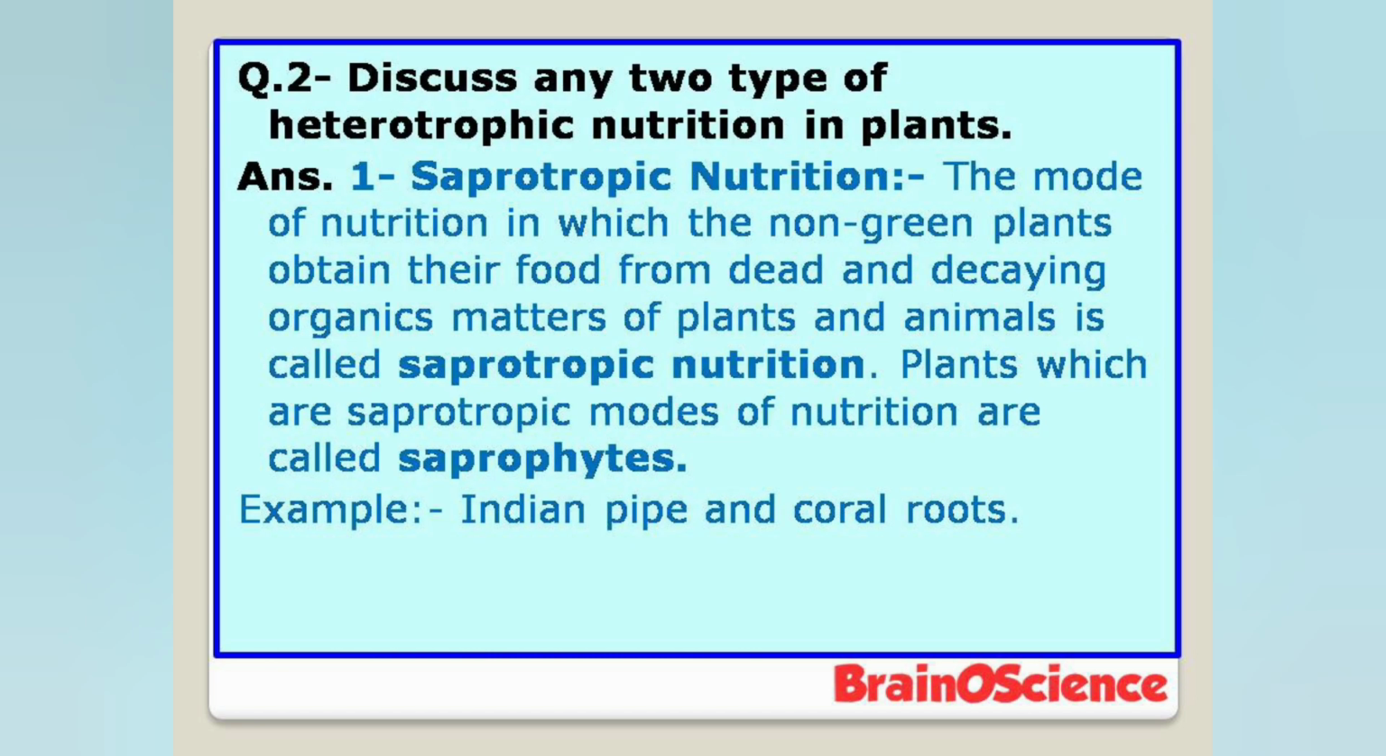Question number 2: discuss any two types of heterotrophic nutrition in plants. Answer, number 1 is saprotrophic nutrition, the mode of nutrition in which the non-green plants obtain their food from dead and decaying organic matter of plants and animals. Plants which have saprotrophic mode of nutrition are called saprophytes. Example, Indian pipe and coral root.